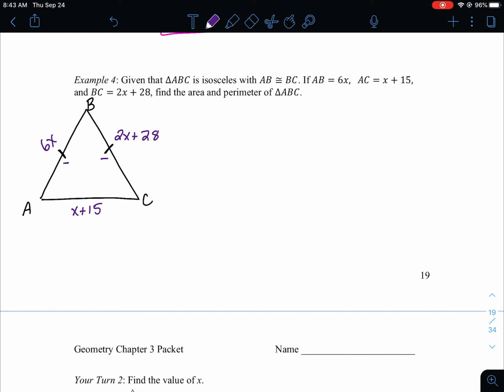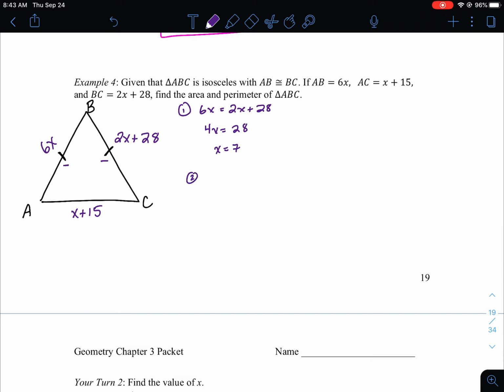So I'm going to go ahead and set those 2 expressions equal to one another. So that's our first step. So we're going to do 6x equals 2x plus 28. So we get 4x is equal to 28, so x is equal to 7. So now we have to find the length of a side. So I'll do AB is equal to 6x, so 6 times 7. So AB is 42 units long, which means BC is 42 units long, but then AC is 7 plus 15, so that is 22 units long.